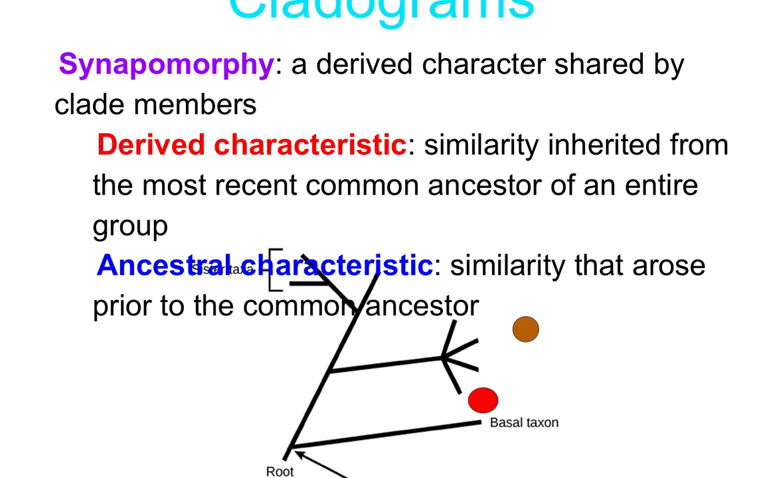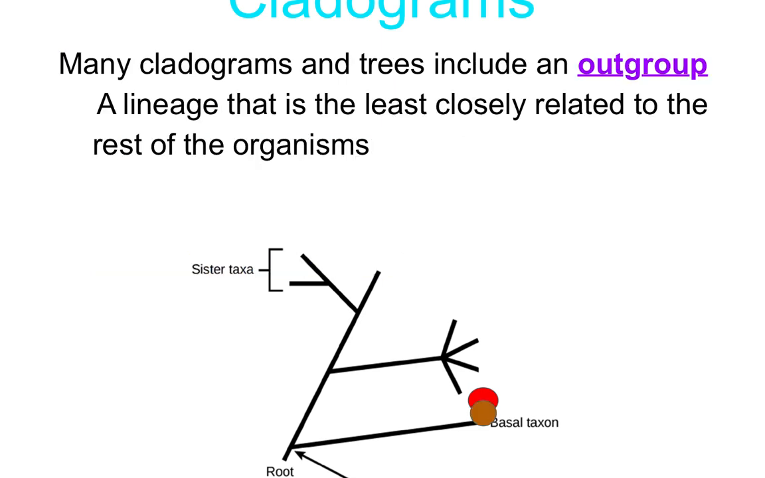A synapomorphy is a derived character that was shared amongst clade members, and it derived in sync with other characteristics. These derived characteristics are similarly inherited from the most recent common ancestor in the group. Ancestral characteristics are those that arose prior to that common ancestor. Many of these cladograms and trees include an outgroup. This is a lineage that is least closely related to the rest of the organisms and can oftentimes be displayed in lieu of or far from the actual cladogram, but mentioned in the diagram.